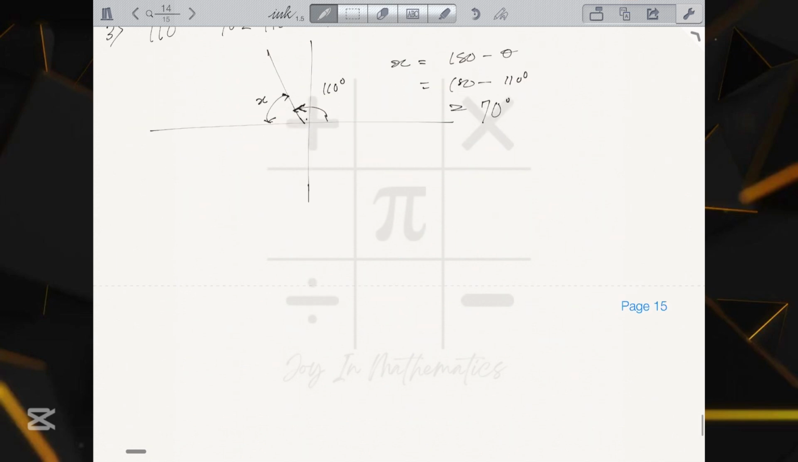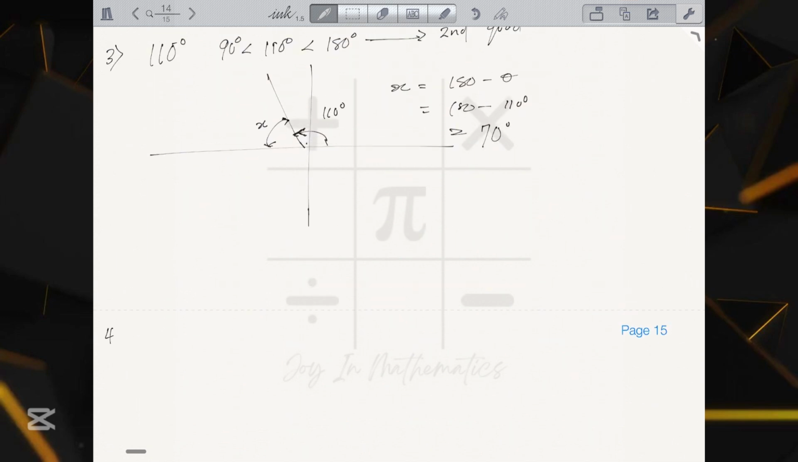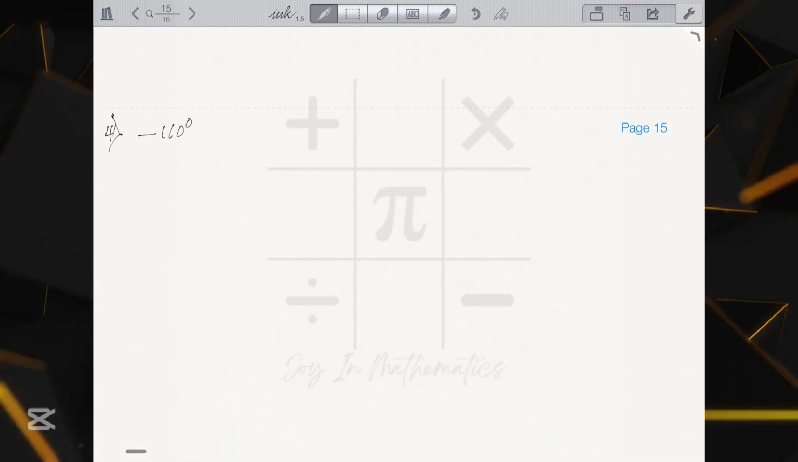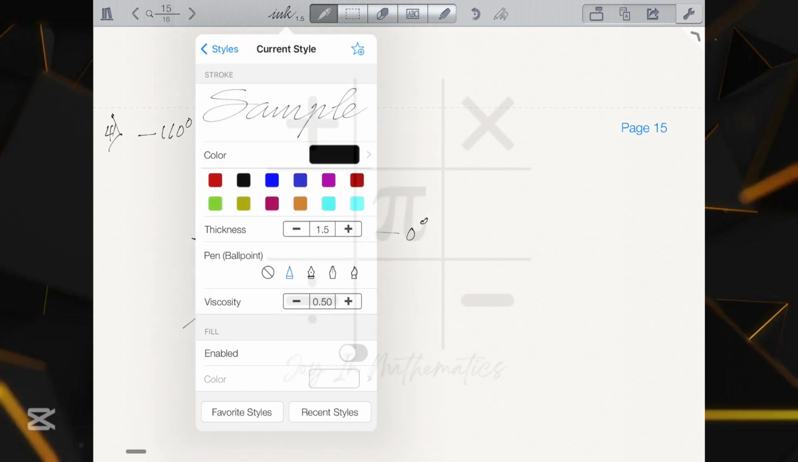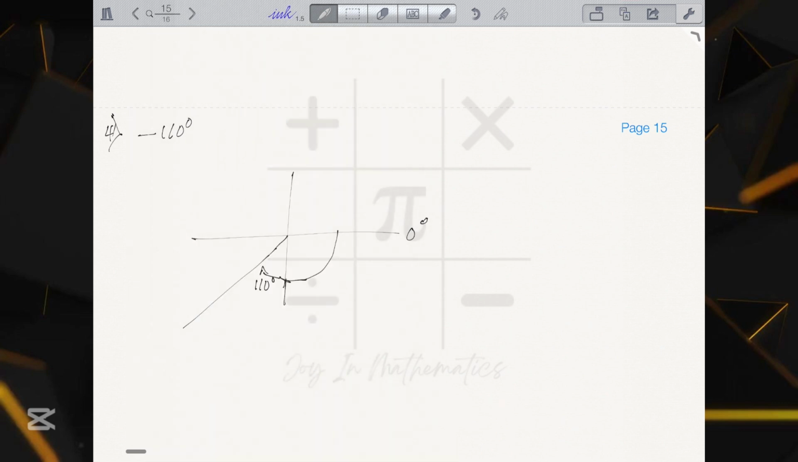Next is negative 110 degrees. So let's call this question number 4, negative 110 degrees. Now let's apply the negative angle formula, which starts from the positive x-axis and moves in the clockwise direction. Remember, this is 0 degrees. So when it moves here, it moves through 110 degrees. Now in this case, we are looking for the relative acute angle, which is always with respect to the x-axis. So we are looking for this angle x.